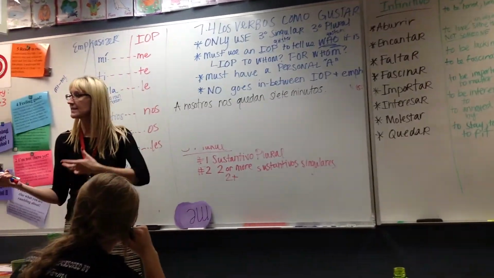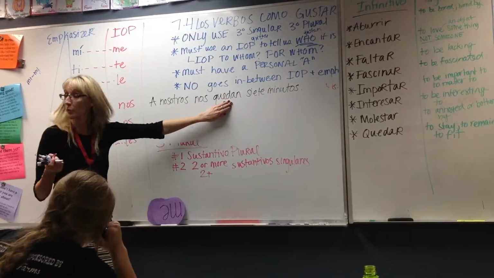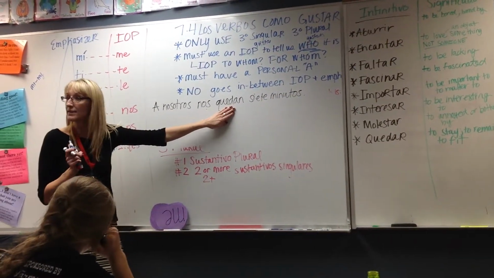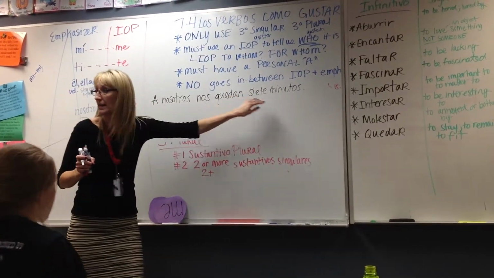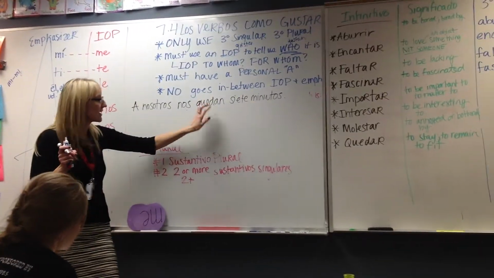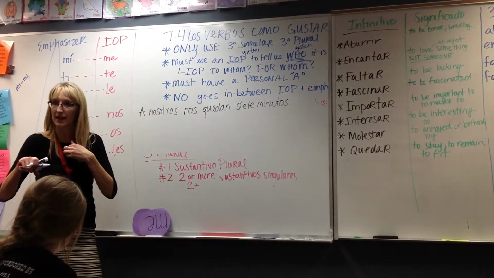And we read these sentences backwards. 7 minutes, they are remaining, right? You can think about this. This is plural, so your verb has to be plural. These two must agree. Okay? 7 minutes, they are remaining for whom? For us. Okay?